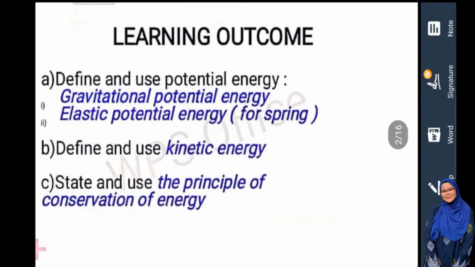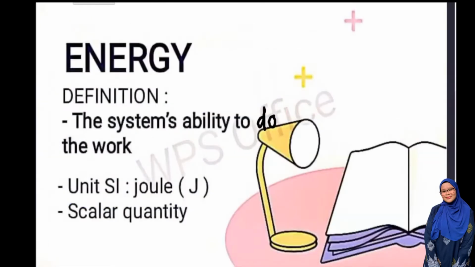So A, we have define and use potential energy. So basically, potential energy, we have two types, which is gravitational potential energy and elastic potential energy for spring. Then, the second one is B, define and use kinetic energy. And C, state and use the principle of conservation of energy.